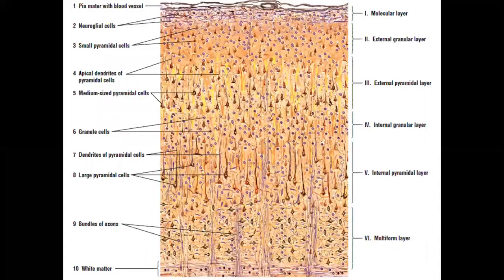Then this is a diffuse atlas picture that you are seeing, and we are showing you here the layers like the molecular layer, external granular, external pyramidal cells. You can see these are the pyramidal cells which are black in color. They are a little smaller in size. This is the internal granular layer, and these are the large pyramidal cell layer, where the size of the pyramidal cell is quite big. Then we have the multiform layer.